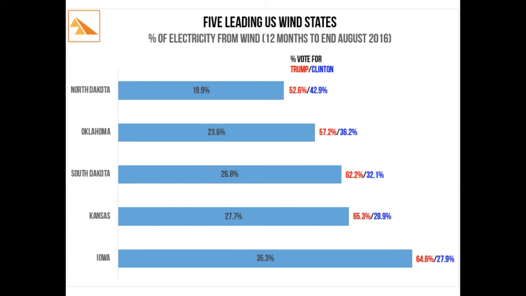So here are the election results from 2016, and these are the 5 leading U.S. wind states as of August 2016. And I just want to highlight North Dakota, Oklahoma, South Dakota, Kansas, and Iowa. In red are the proportion of voters who voted Republican, and in blue are the proportion of voters who voted Democratic. And again, the point I want to make is that these are states where when you ask what public opinion is for renewable energy, overwhelmingly a majority of the residents of each of these states say that they are opposed to renewable energy, but the actual facts tell us something different.